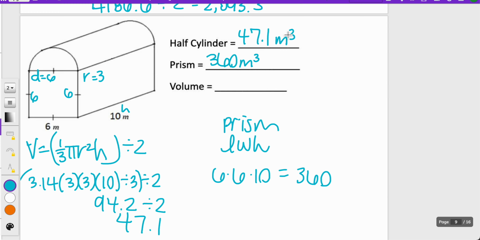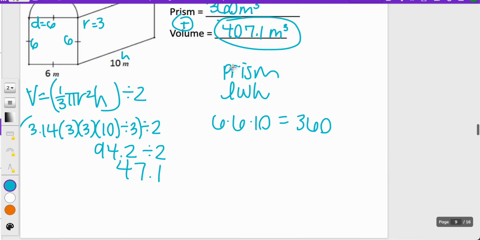I'm just going to double check my work here, make sure I didn't miss out on anything. Okay, since both of these are taking up space, they're outside of one another, we will add to find our volume. So 47.1 plus 360 gives us a grand total of 407.1 cubic meters.